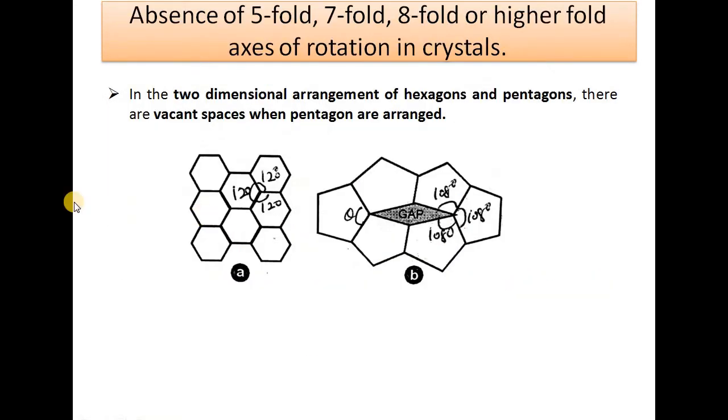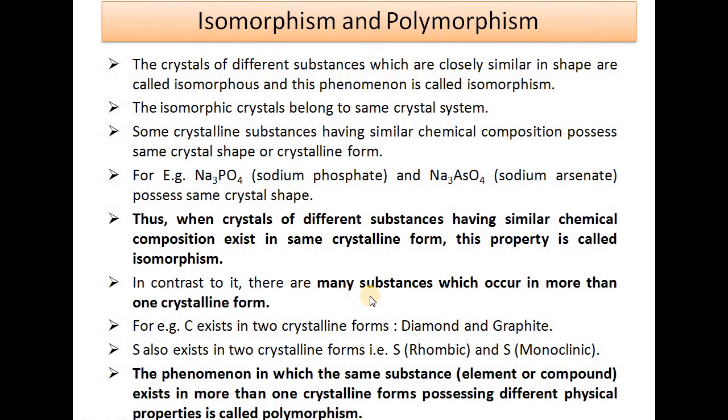So 5-fold, 7-fold axis of rotation will not be possible in case of crystals. The reason being the close packing of unit cells is not possible when we are joining them to form a space lattice. Now the next concept is isomorphism and polymorphism.